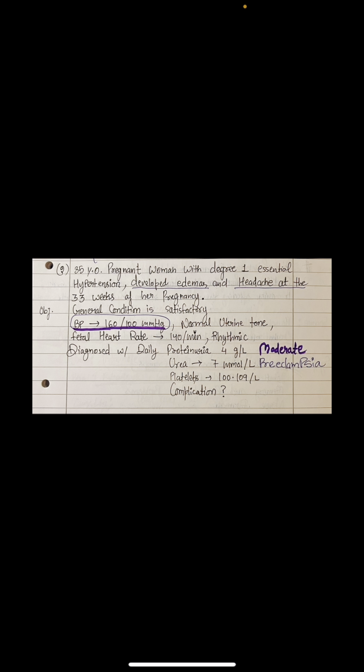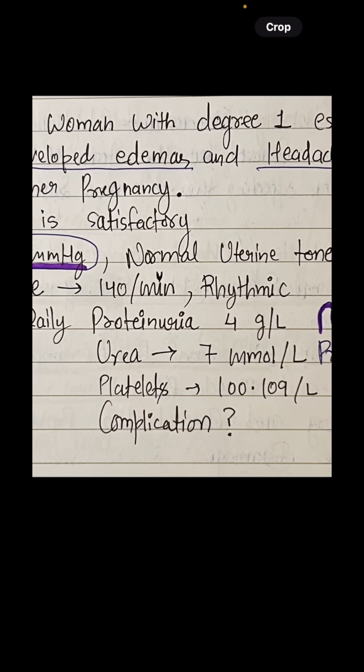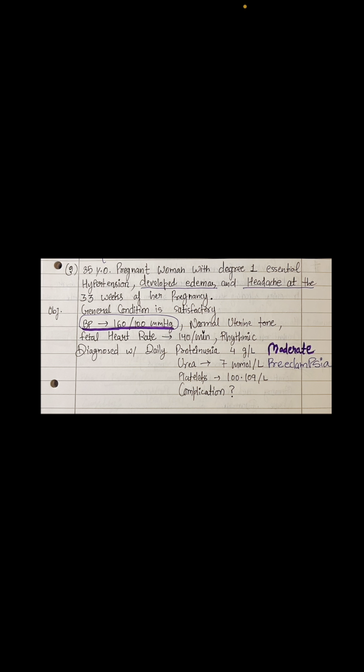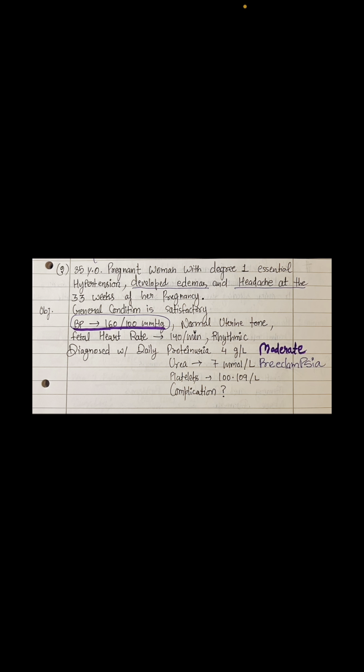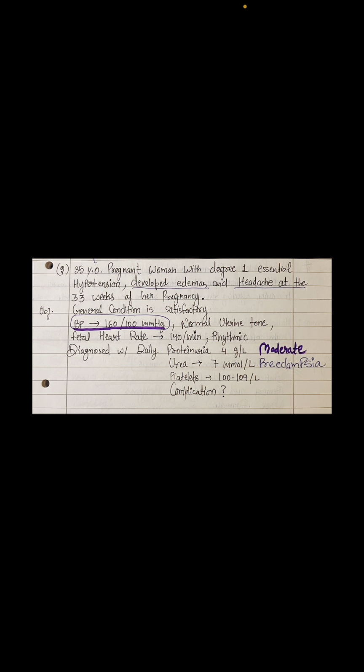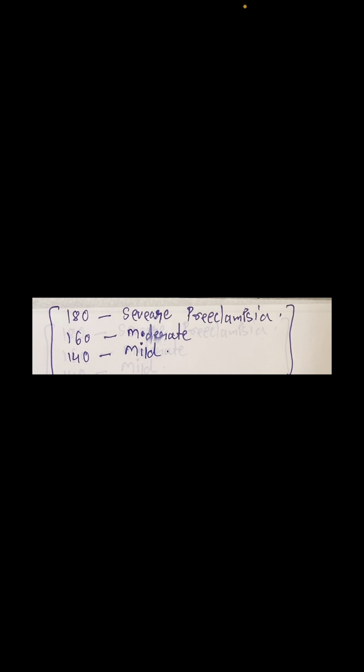Next question, you can read the question by yourself. In the next question, the BP is 160 and there is protein in urine, which is significant for glomerulonephritis as well, like nephrotic syndrome. So you know by the category that 160 is moderate preeclampsia. I don't have a question for severe preeclampsia, but I remember seeing a question in the test center where they give the systolic BP as 180, which means severe preeclampsia.